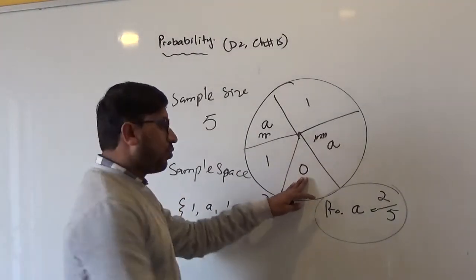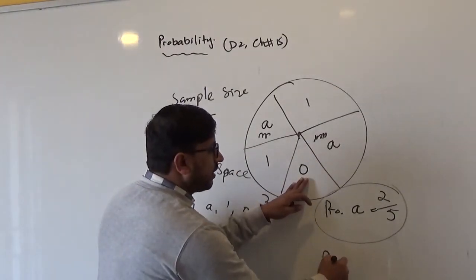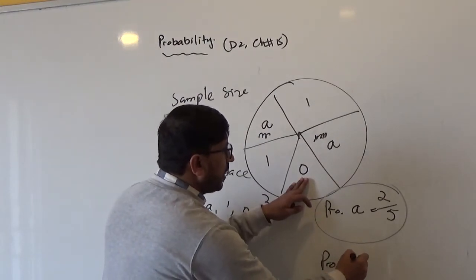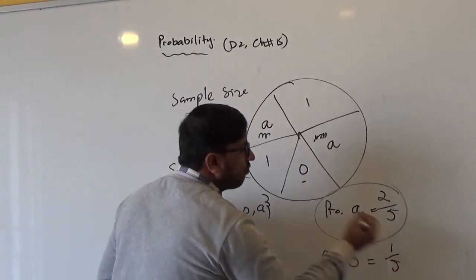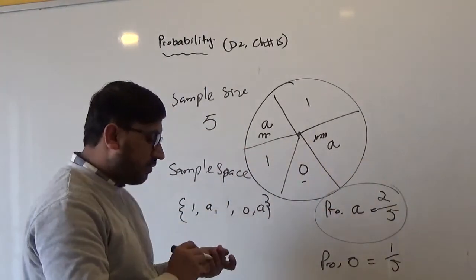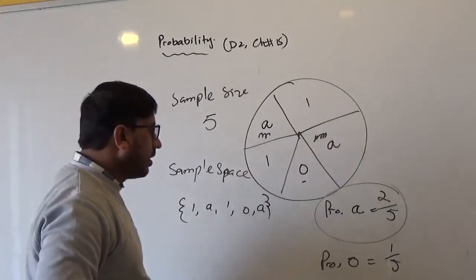Probability of 0: we just need to find the probability of 0. We have 0 only once, so this is 1 by 5. This is how we can give the probability of a single spinner.